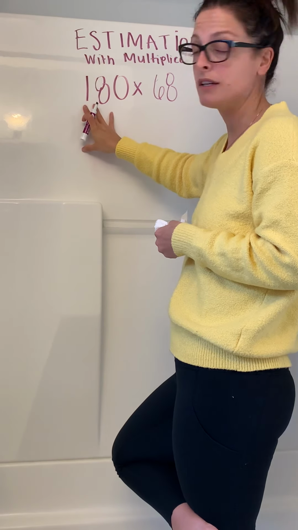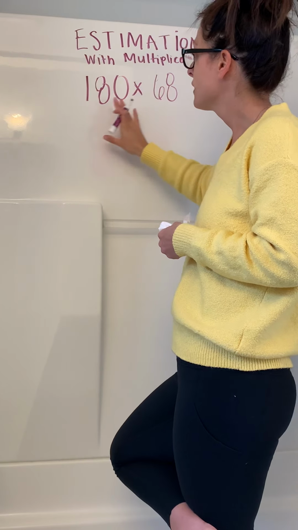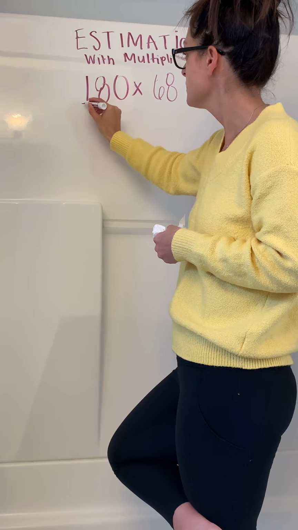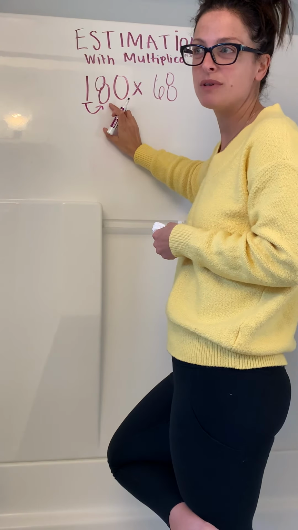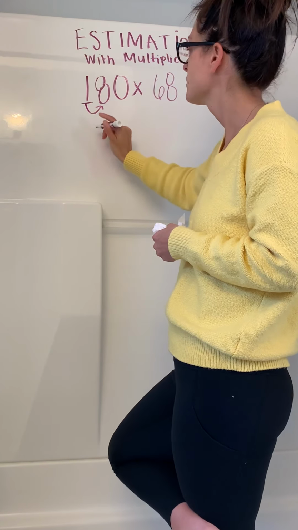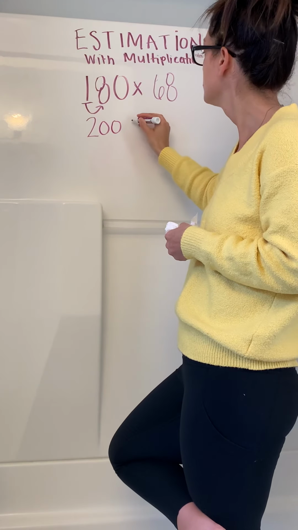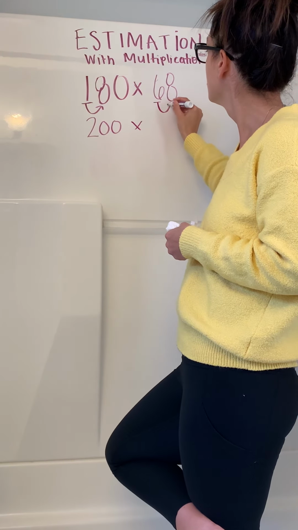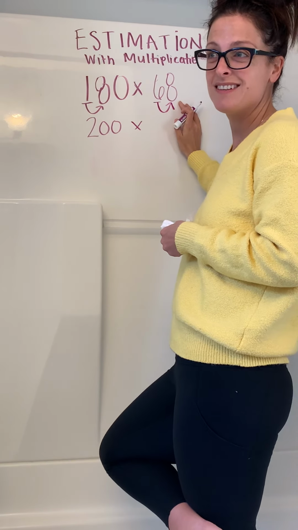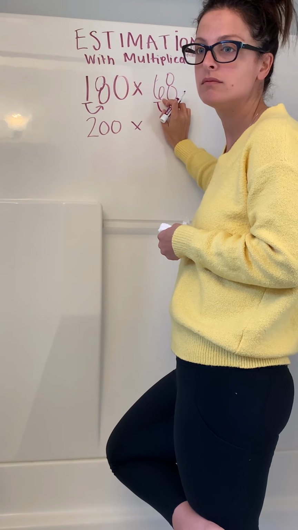So we're going to round this to the nearest 100, and we're going to round this to the nearest 10. So if I think of 180, here's my hundreds place, right? Ooh, this is bigger than 5, so I know I need to round this up to the next 100. So this is going to become 200 times, and I'm going to round this to the nearest 10. And that 8 in the ones place is above 5 as well, so this is going to round up to 70.